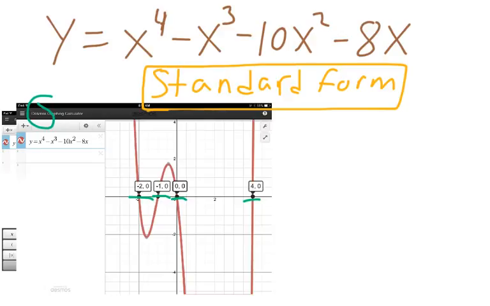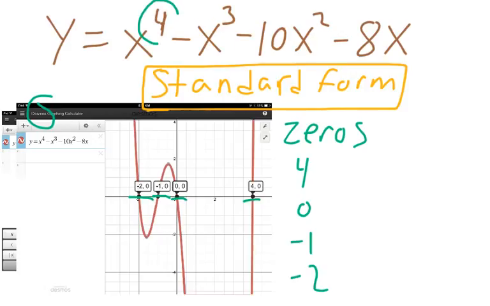So anyways, my zeros are, again, 4, 0, -1, and -2. And again, look at how it's x to the 4th, and I have 4 zeros. Again, that's not a coincidence. The power of your polynomial, your degree, usually tells you how many zeros you have. So then, those are my zeros.